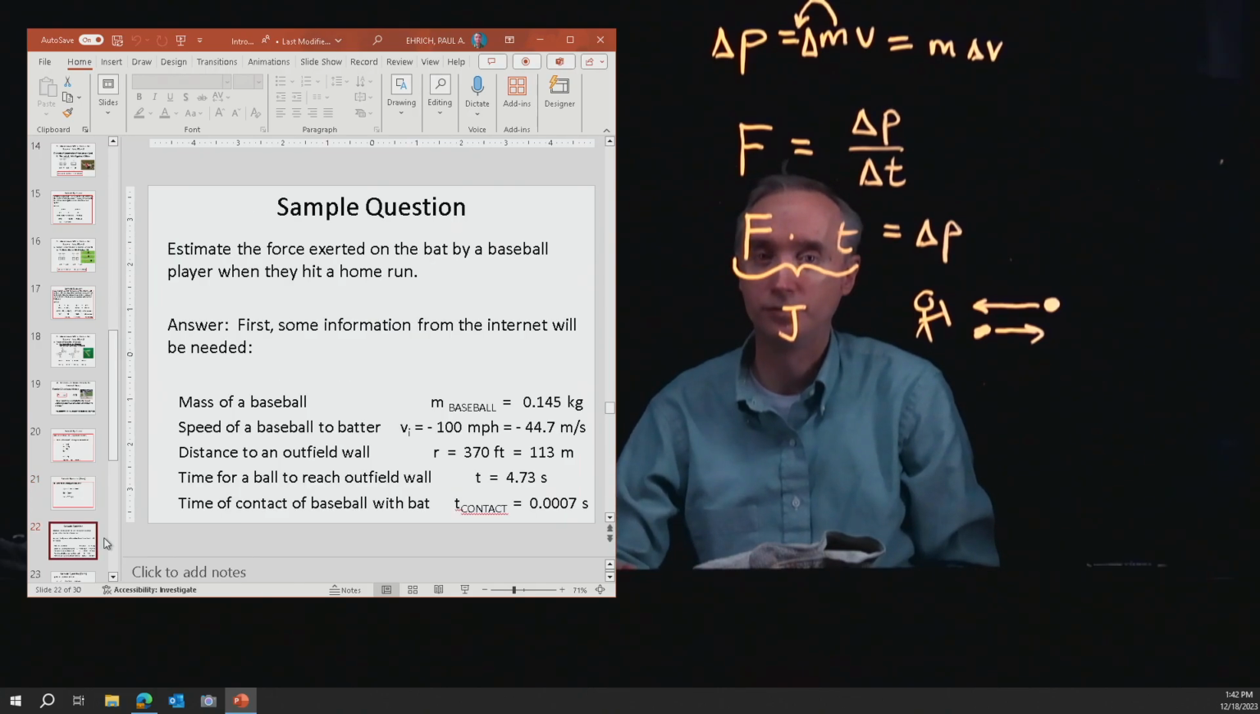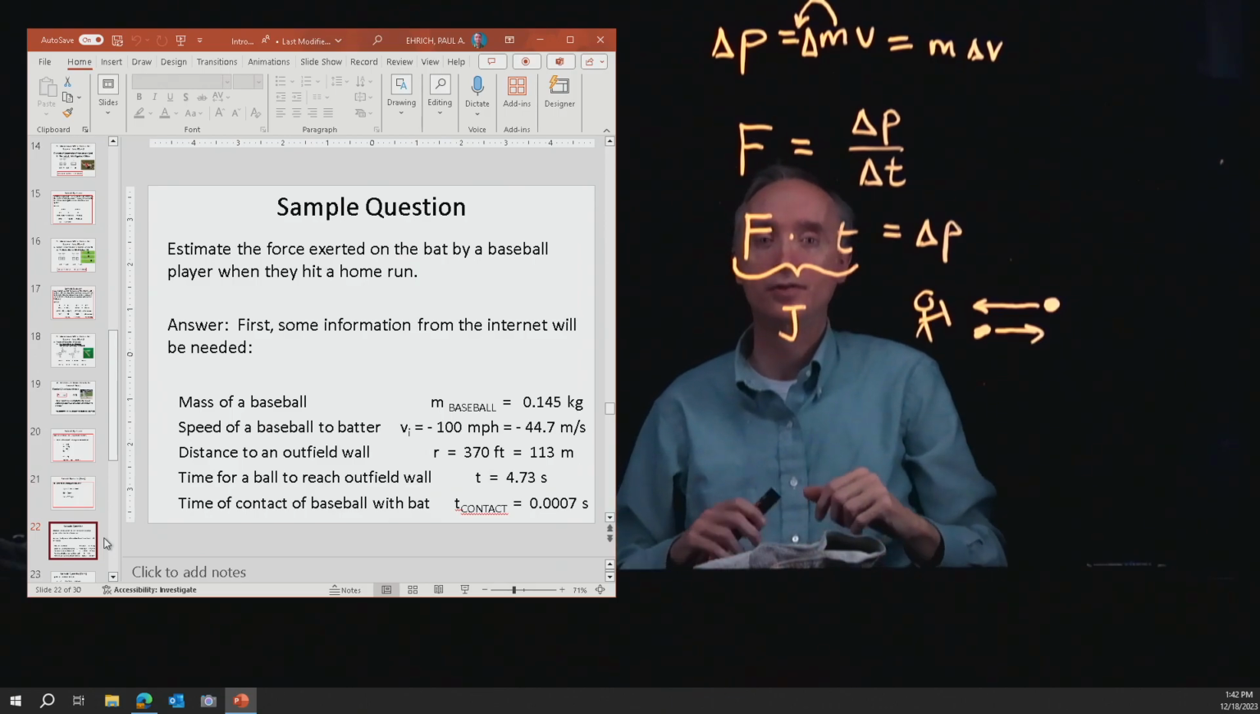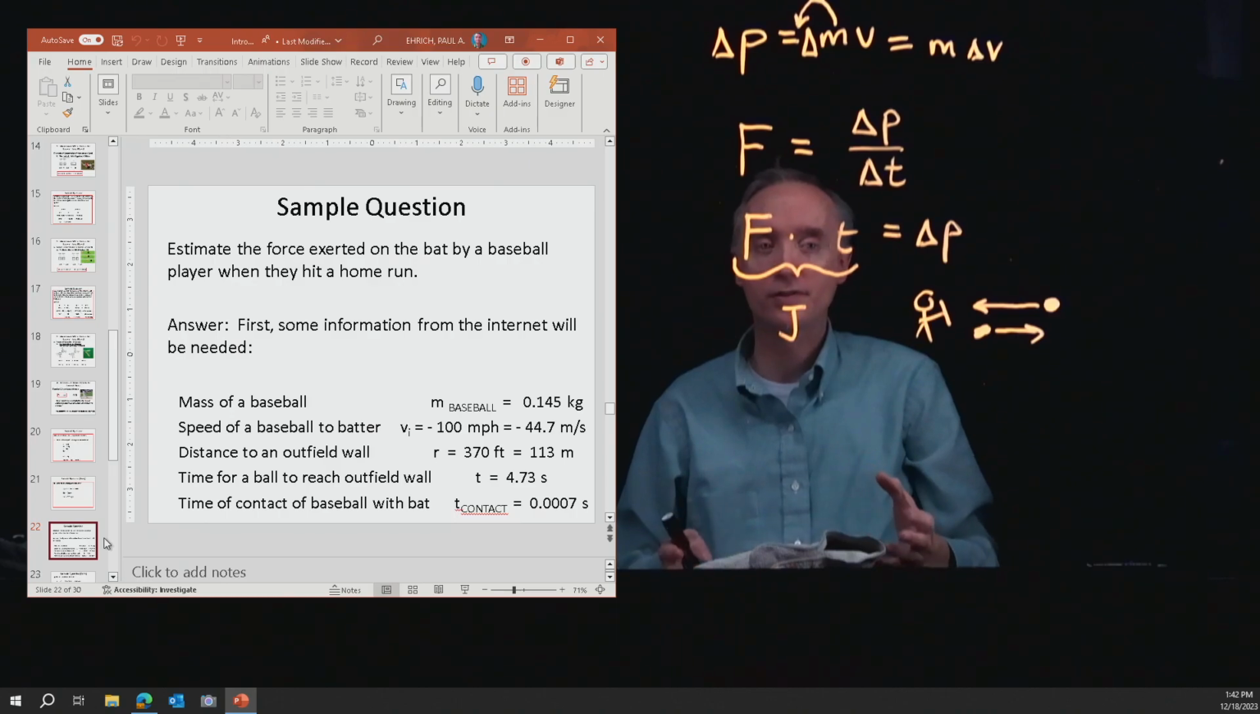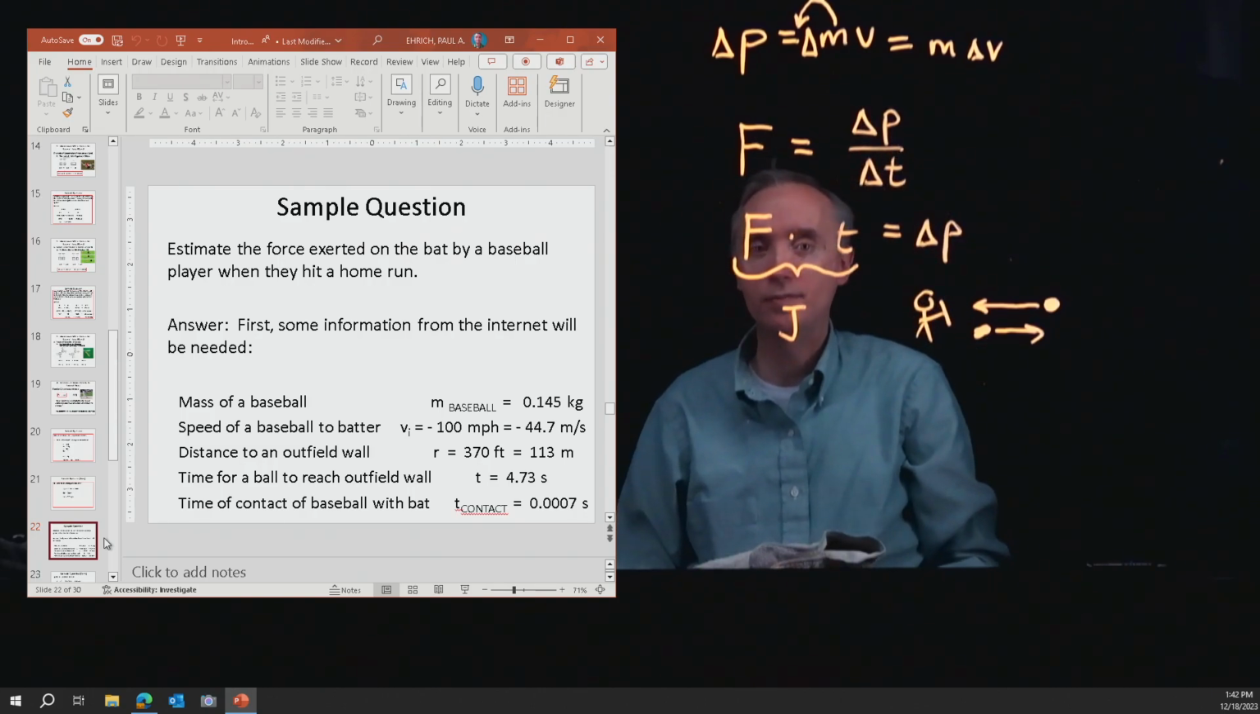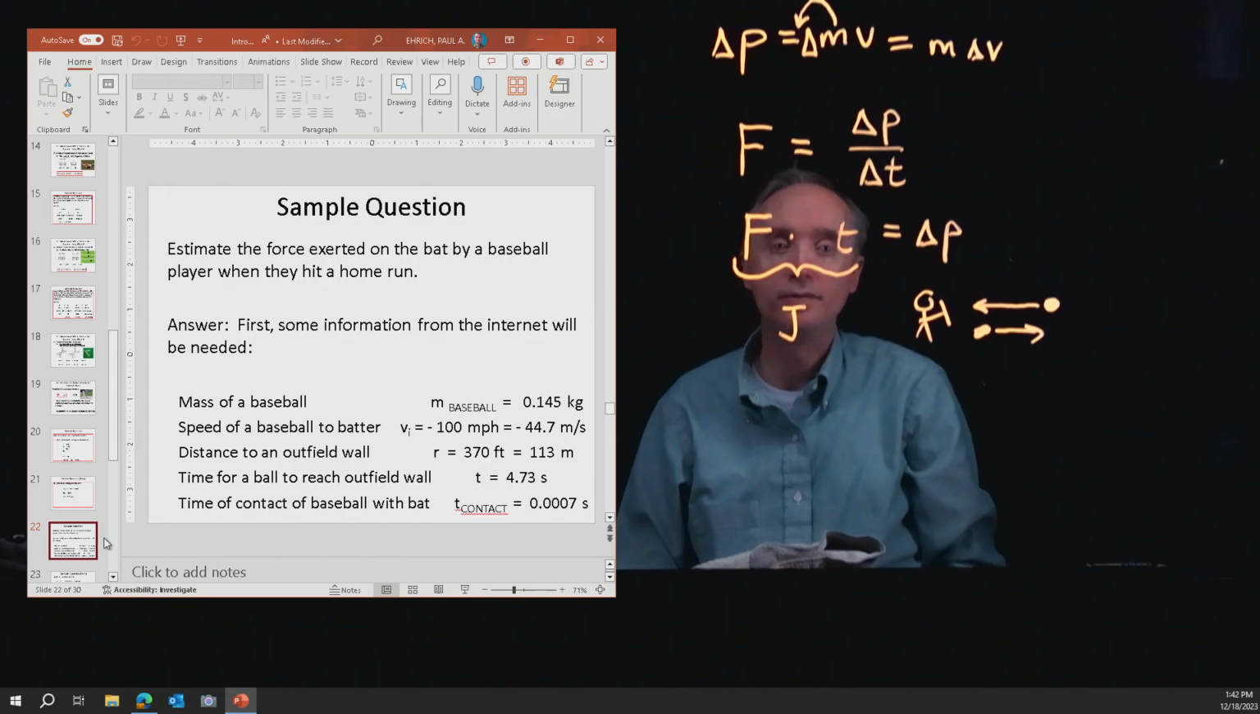But then there's harder ones. So I would not expect you to be able to do this on the exam. But I went ahead and did it just to show you the power of this formula here. So estimate the force exerted on the bat by a baseball player when they hit a home run.